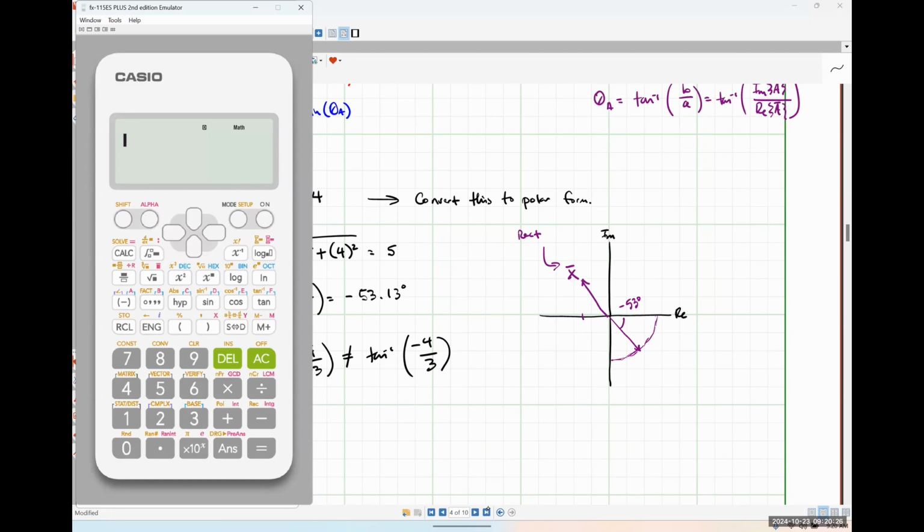So for you Casio people, the first thing that we have to do is set our calculator into complex mode. So I'm going to go to mode, and then I'm going to press option 2. Harrison, you have the 991, you might want to wait, since that's slightly different for you. So option 2 is for complex. Okay. So now that I'm in complex mode, I can do things.